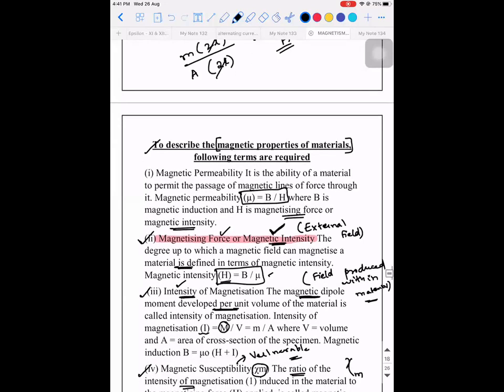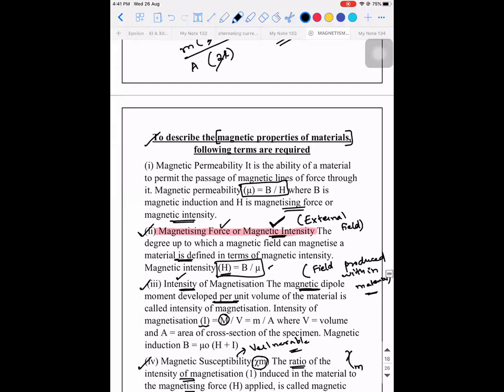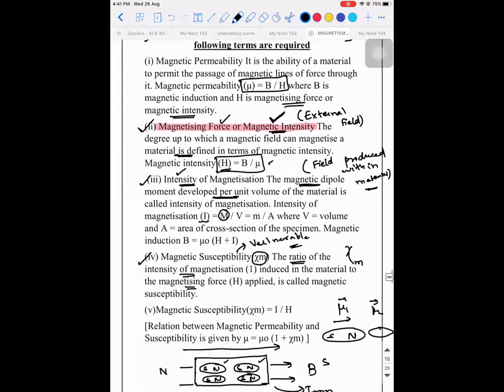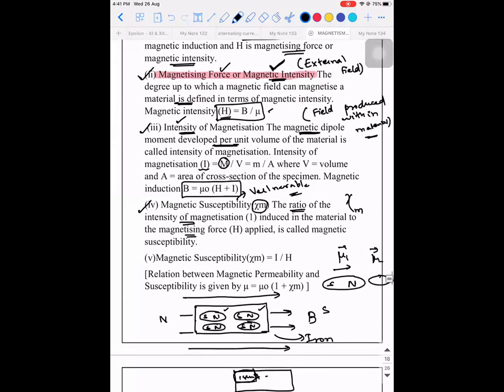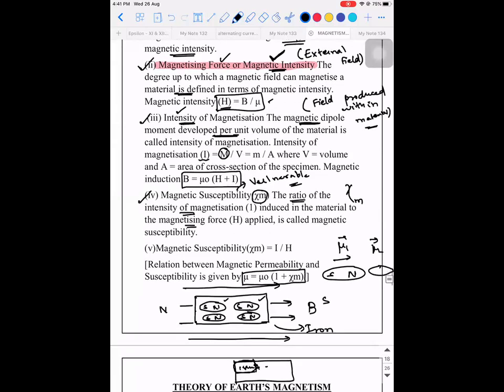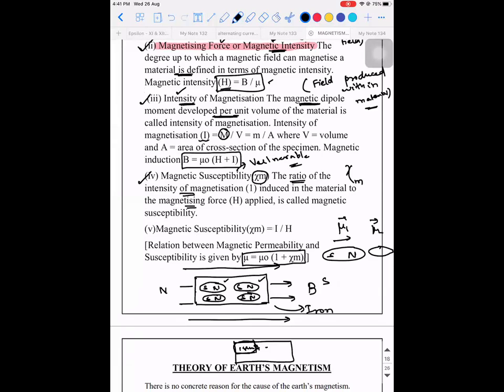See, I've not yet explained the mathematical details. I'm not going in depth into why B is equal to mu naught into H plus I. That is coming, and I'll explain it in the next class. No hurry. You first get clarity of these definitions, and then we'll see it in the next class. Is there any other doubt you have from today's class?